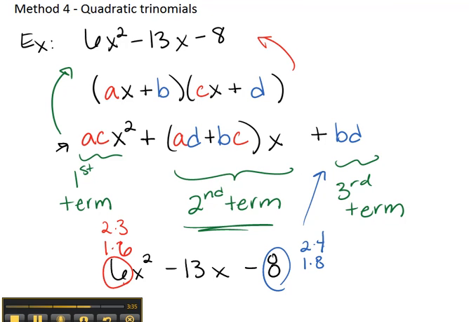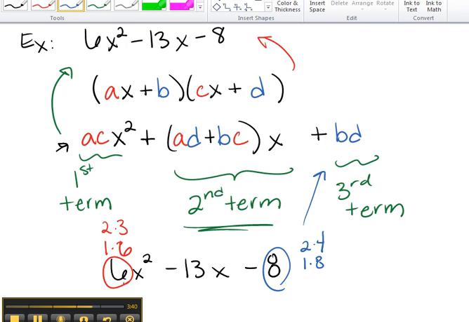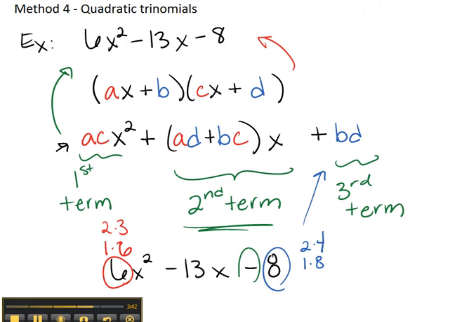Okay. Once we have all our factors figured out, the next really important step is to realize this negative sign here. This means that your ad and bc will actually be subtracted. It's not going to be ad plus bc, but actually ad minus bc. So we need to figure out how to pair up the red terms with the blue terms and get them to subtract to be a negative 13. Well, negative 13 is a pretty high number. So let's look at our options.